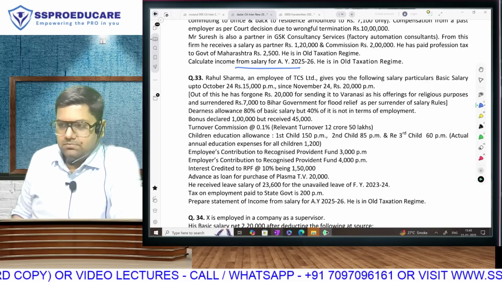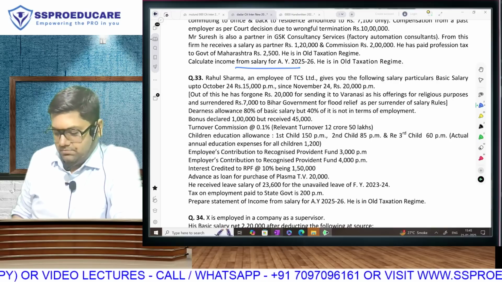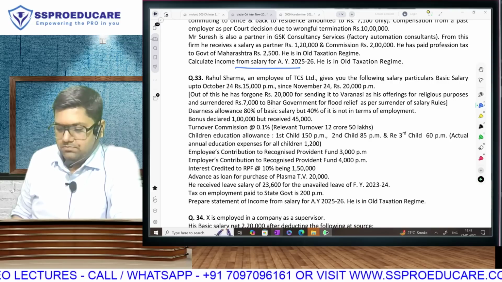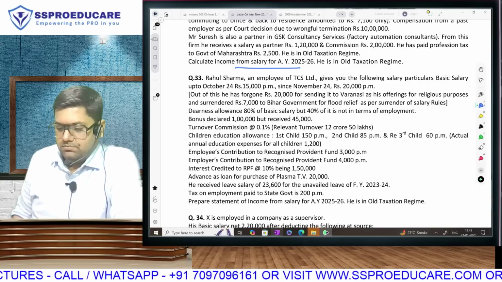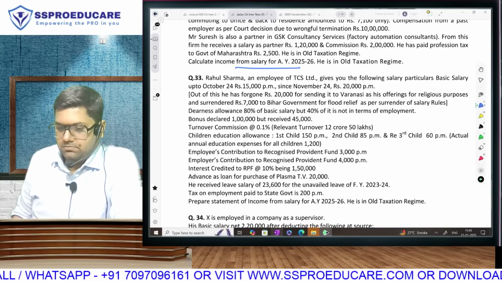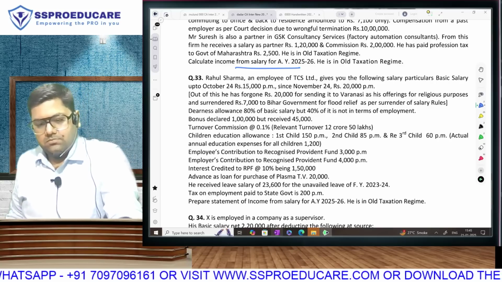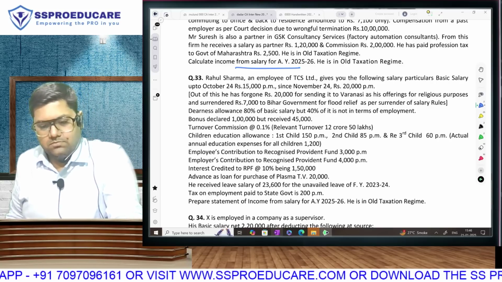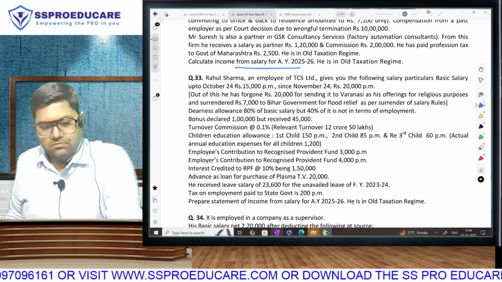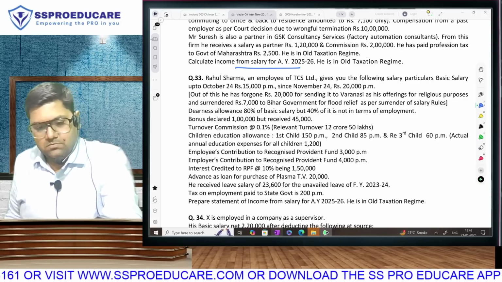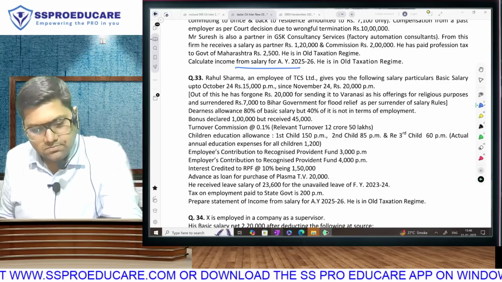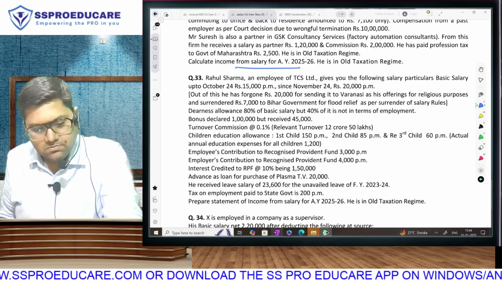Employees contribution to recognized provident fund 3,000 per month. Employees contribution to recognized provident fund 4,000 per month. Interest credited to RPF at the rate 10% being 1,50,000. Advance as loan for purchase of plasma TV 20,000. He received leave salary of 23,600 for the unavailed leave of financial year 23-24. Tax on employment paid to state government is 200 per month. Prepare statement of income from salary for assessment year 25-26. He is in old taxation regime.